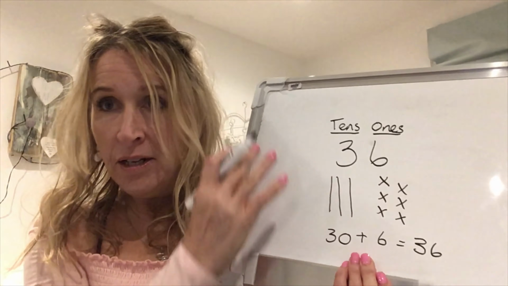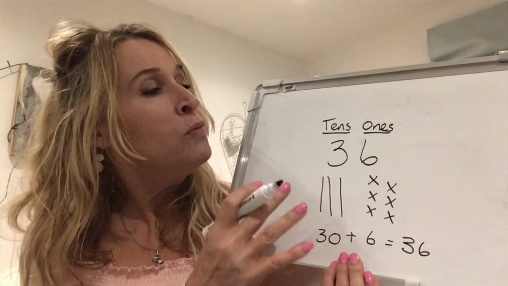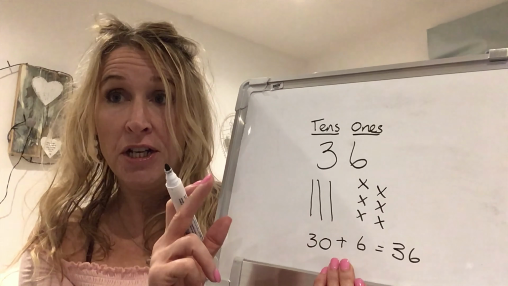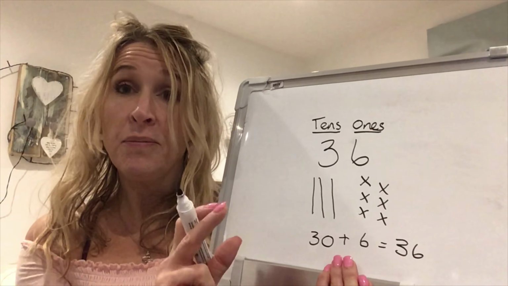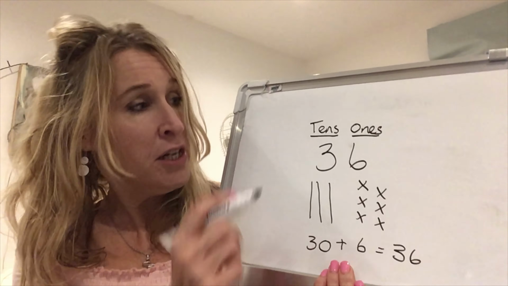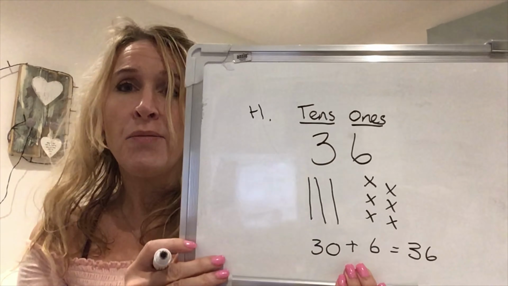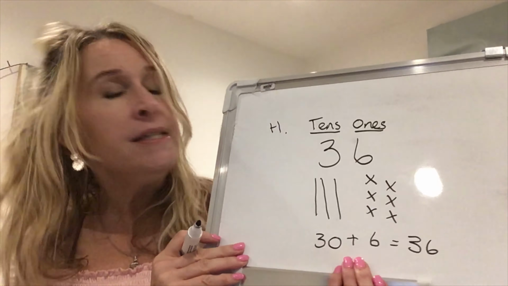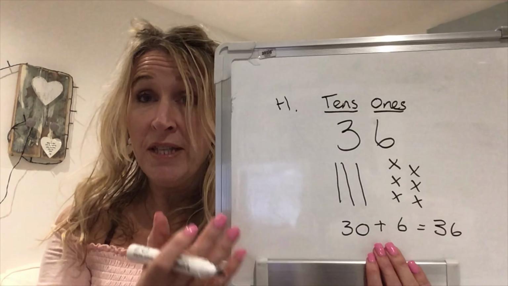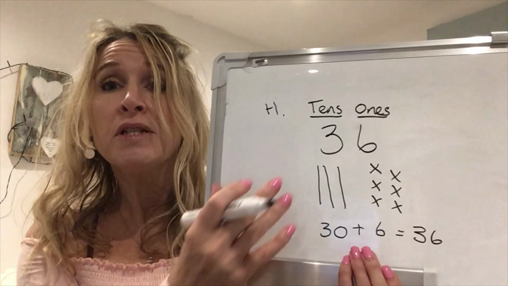Now, this is done a lot within year 1. We work on the place value of a 2-digit number. By year 3, we've gone up to the place value of a 3-digit number, so we're obviously looking at the hundreds as well. But we're going to stick today with the tens and ones. And towards the end of year 1 and in year 2, children will start to use this to add numbers together.